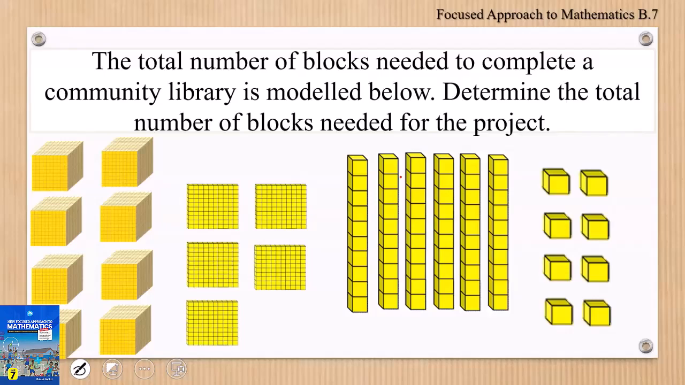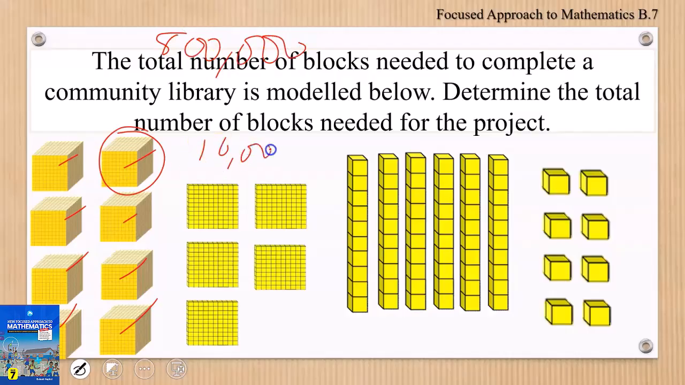So the total number of blocks needed for the project has been modeled in this particular figure. Knowing this as our 100,000, how many of them do we have? We have 1, 2, 3, 4, 5, 6, 7, 8. That means we have 800,000 because each one is supposed to be 100,000. We know this one to be 10,000, right? And we have how many of them? 1, 2, 3, 4, 5, which means we have 50,000 because they're supposed to be 10,000 each.